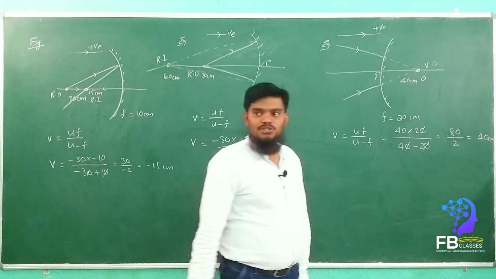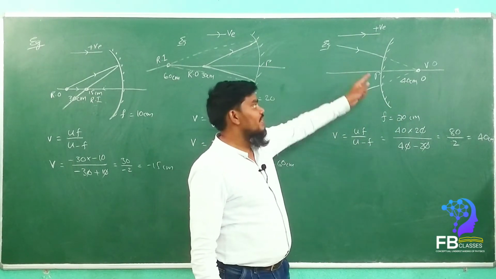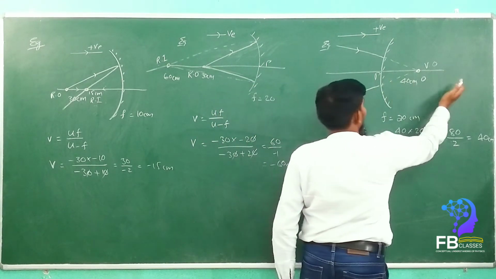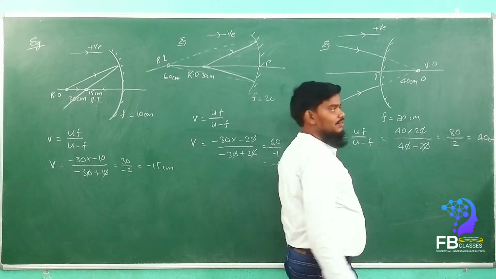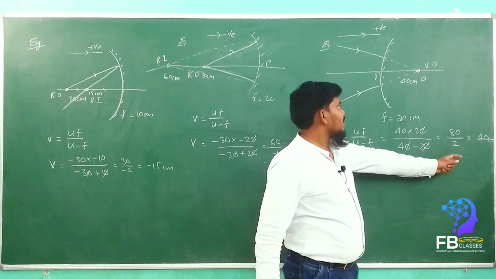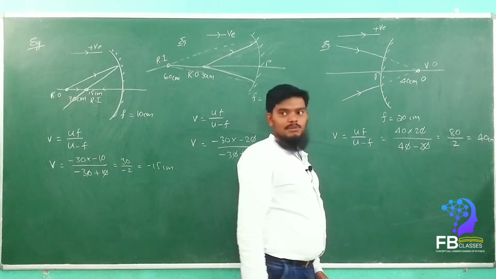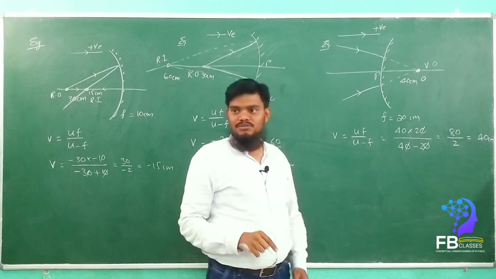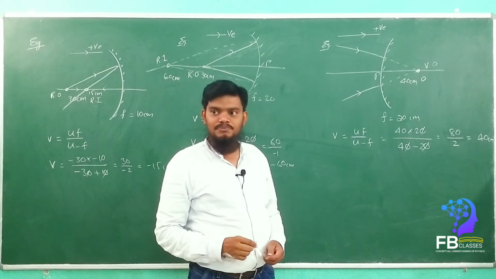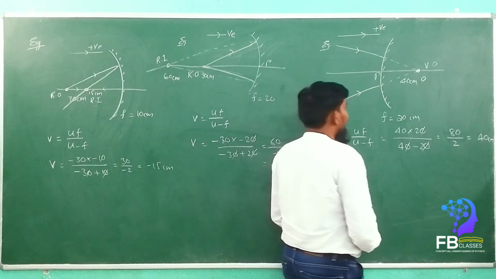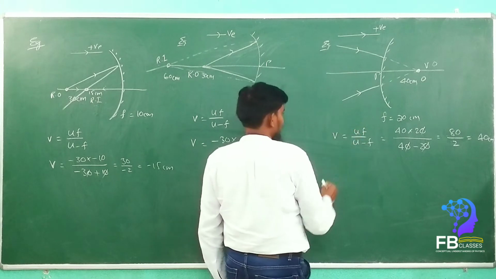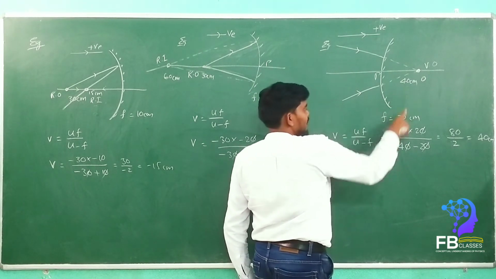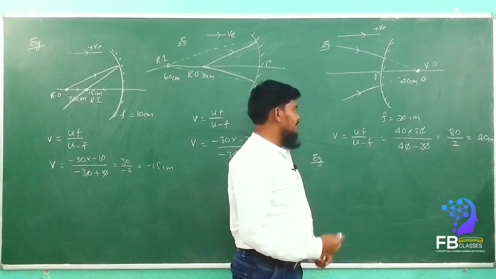This 40 centimeter is positive or negative? Positive. Positive means where does it form? On this side only, at a distance of 40 centimeters. That means where the object is, at the same place the image is also formed. Here the object value is 40, and the image value also came as 40 only.